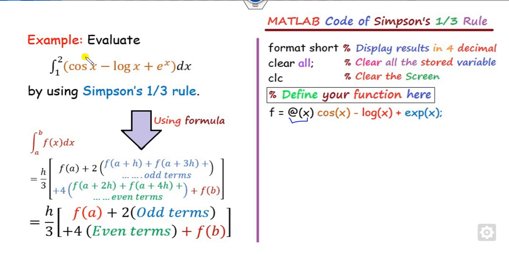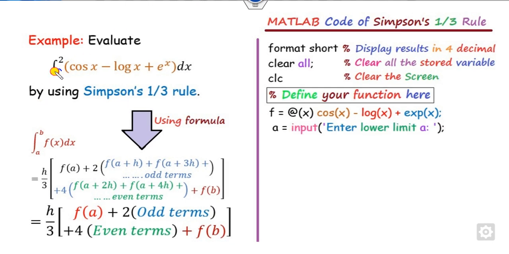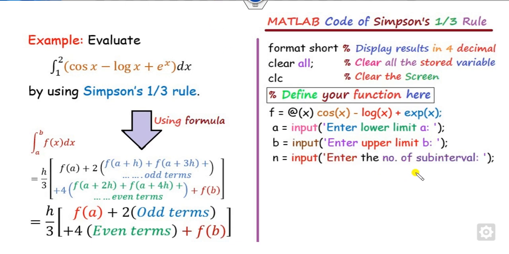After defining this, you have to define the lower limit, called a. You can ask for user input to enter the lower limit. Otherwise, in this particular example a is 1, so you can write a is 1. Similarly you can write the upper limit b as 2. But if you want to take user input, you can write a as the input of the lower limit and b as the input of the upper limit. Once you have defined this, you have to input the number of subintervals.